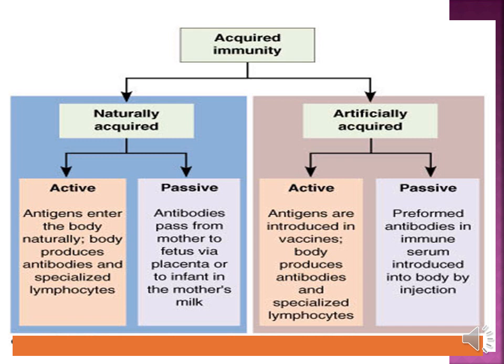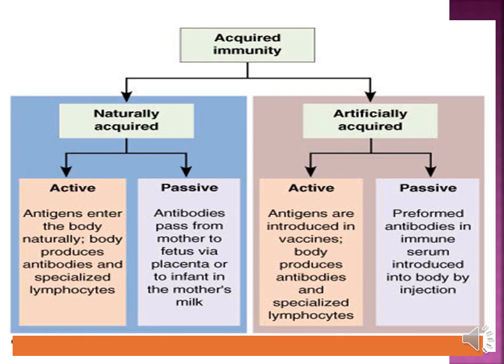Then now we will see acquired immunity. Acquired immunity is divided into naturally acquired and artificially acquired. And naturally acquired is again divided into active and passive. So we'll see examples of active and passive. In active, antigens enter the body naturally.